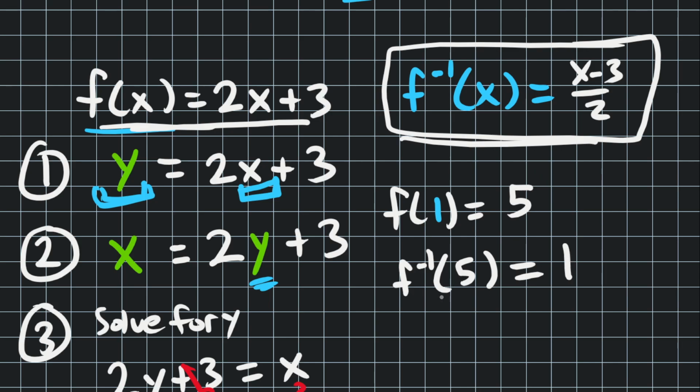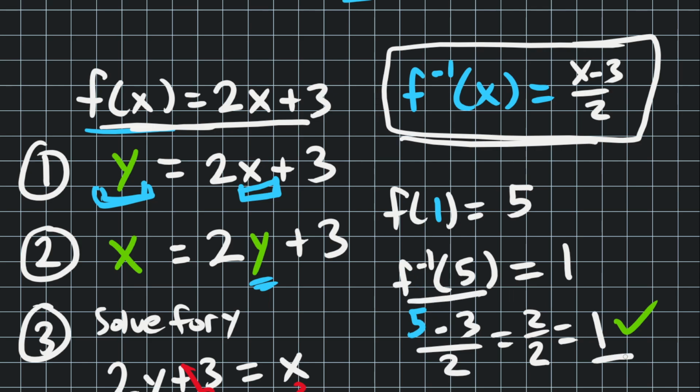So let's test that. What's f inverse of 5? We know f inverse of x is x minus 3 over 2. So that means f inverse of 5 right here is 5 minus 3 over 2. And what does this come out to? So 5 minus 3 is 2, so 2 over 2, and that equals 1. And that checks out. f inverse of 5 equals 1.